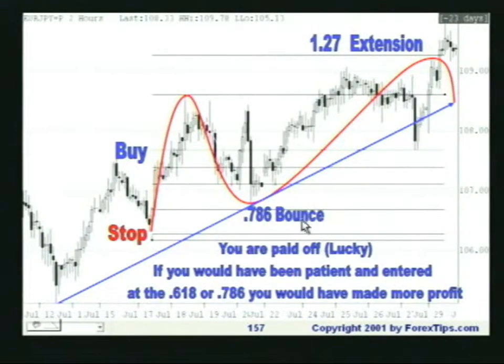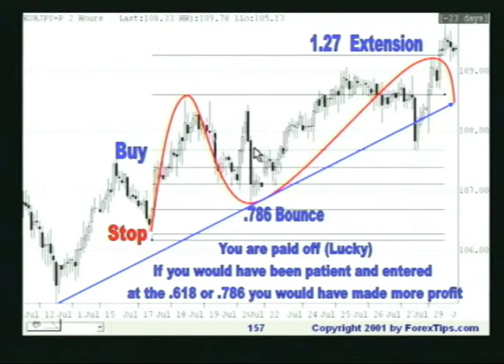Now, the market comes all the way down to this 786, and sure enough, this is what it does. It rallies, and it doesn't quite make it to the extension. It comes back, hits that trend line again, bounces off of that trend line, and finally makes it to the 1.27 extension. We were both paid off. You especially got lucky. If you would have been patient, you would have made a lot more.